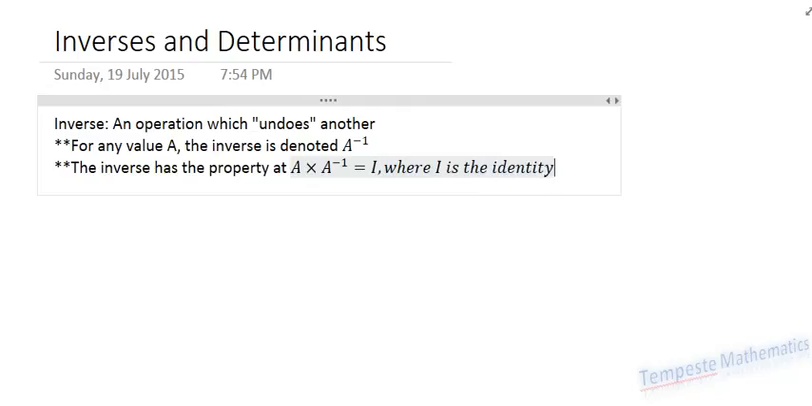So inverse, it's an operation which undoes another. That's just generally speaking. If I have some value A, we denote it as A to the negative 1. And we have this property that when I multiply the original value by its inverse, I get out the identity. Again, because we're particularly talking about matrices here, it will be the identity matrix.